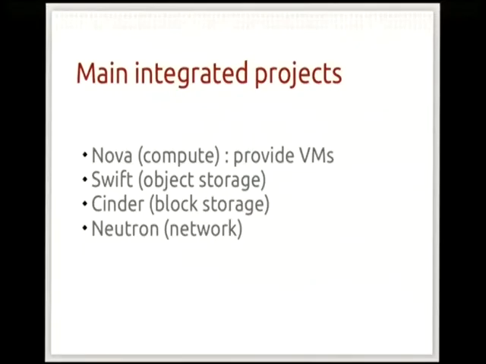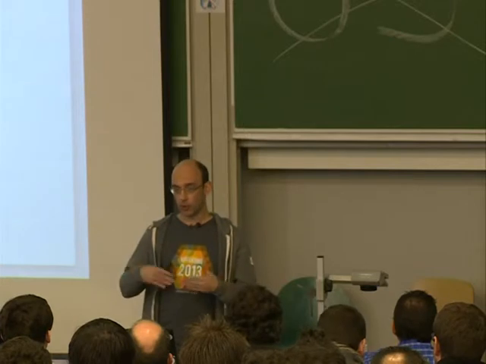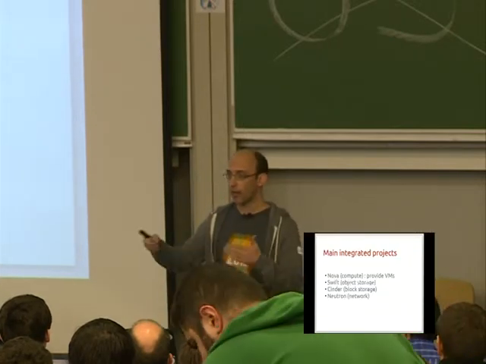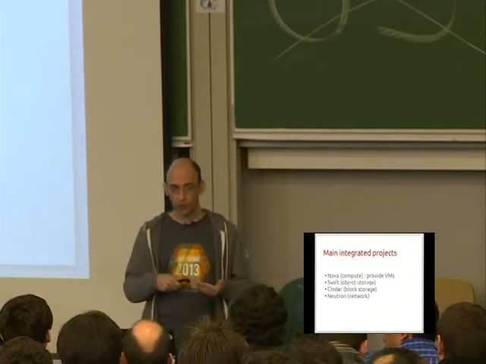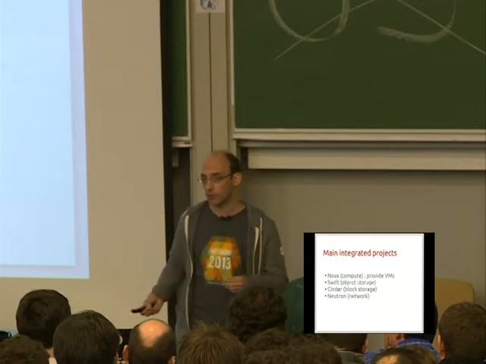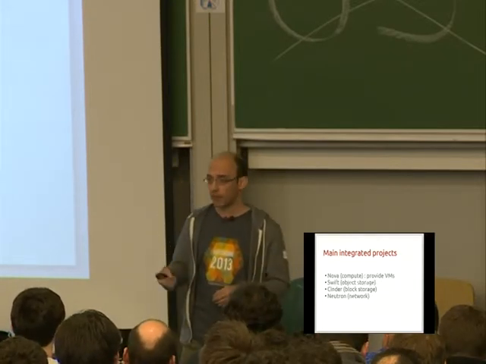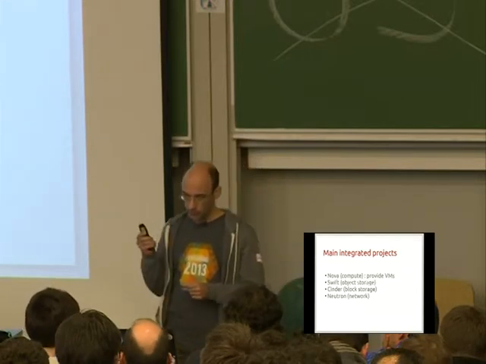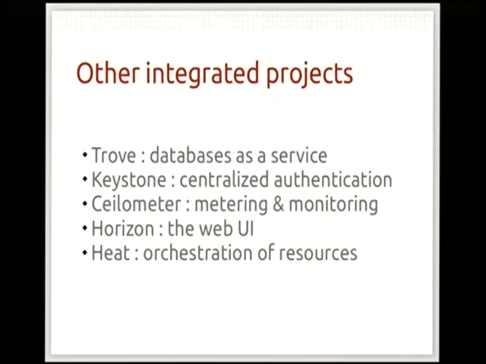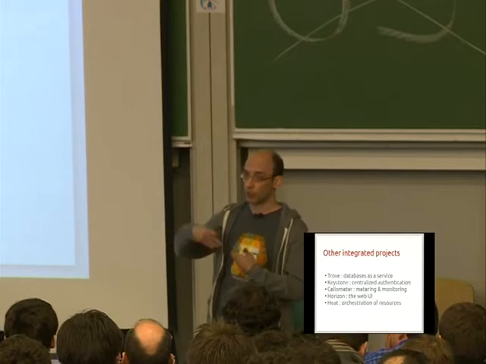So let's look at them more in detail. The main integrated projects are Nova, which is VMs as a service: you have an API, you get a VM back, and you can develop stuff on it. Swift is object storage, so that's file storage, blob storage in a redundant fashion. Cinder is block storage as a service, so you get back block devices. Neutron is all network resources, so it can be network segments, ports, firewalls between them, VPNs, load balancers, that kind of stuff. Then you have Trove, which gives you databases as a service, so you can provision databases that will be backed up and scaled, and you have an API to create tables, users, etc.